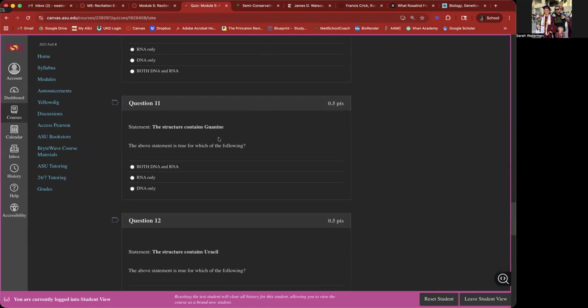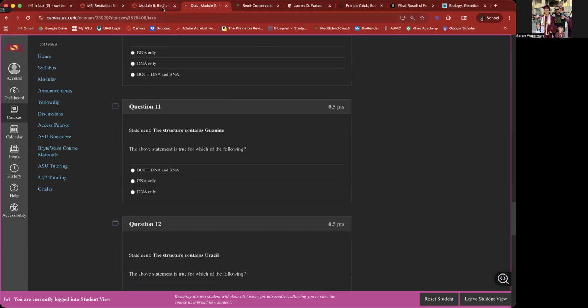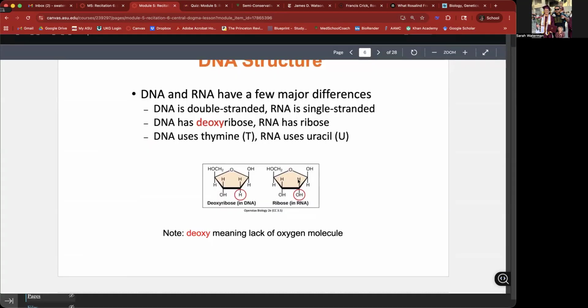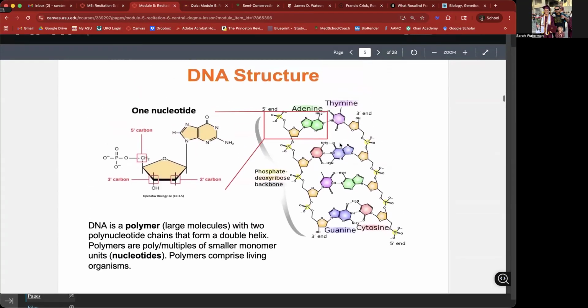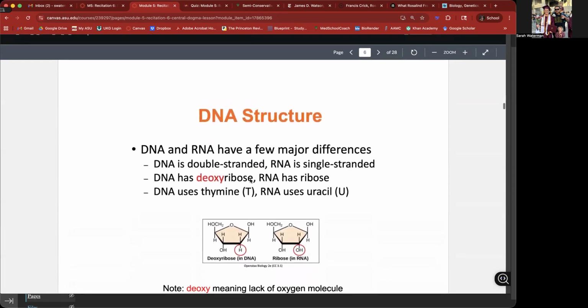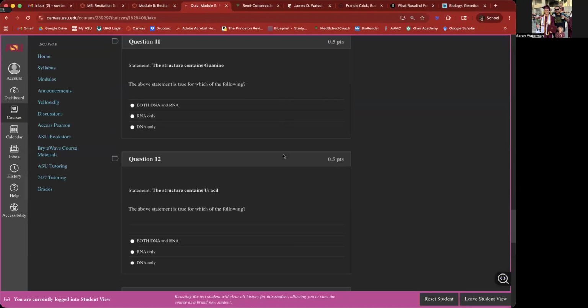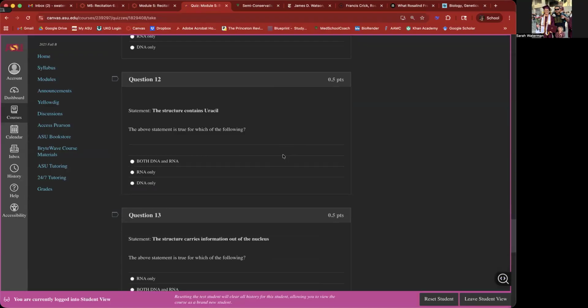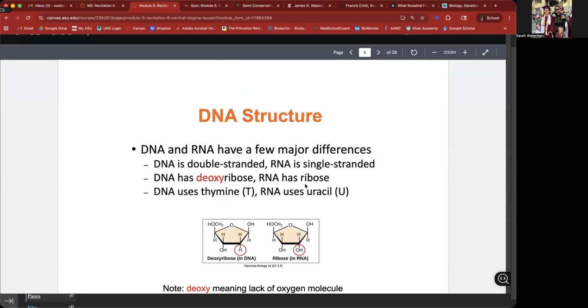The structure contains guanine. So in here, we know that DNA for sure has guanine. As far as RNA, the only difference between DNA and RNA is the thymine to uracil. For number 12, the structure contains uracil. DNA does not contain uracil. Only RNA contains uracil.